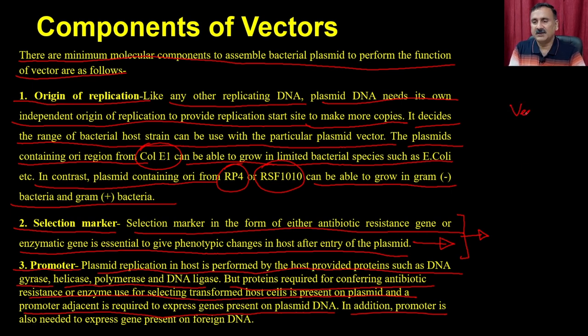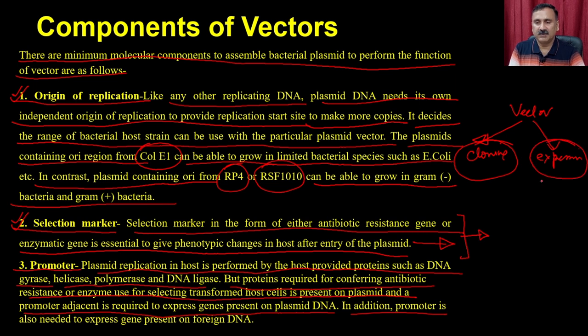So when we talk about vectors, they could be of two types: cloning vectors and expression vectors. If you are talking about a cloning vector, you only require the origin of replication and the selection marker. But when you talk about an expression vector, you also require the promoter, because the promoter is the region where all the transcription factors and the transcription machinery are going to bind. So if you want to make an expression vector, it should also have the promoter.